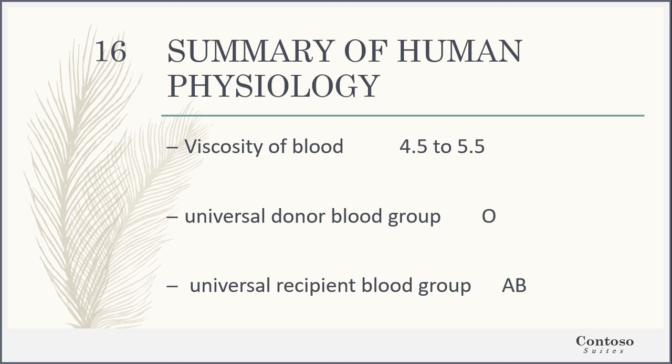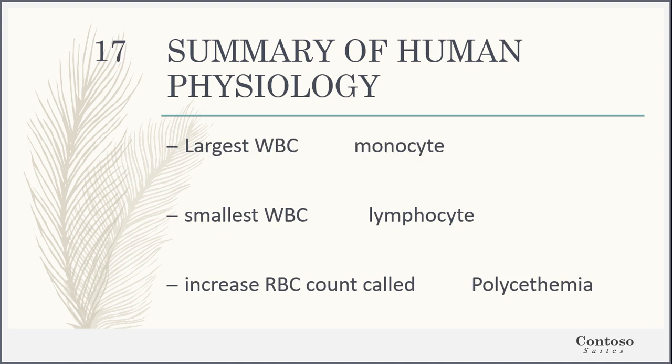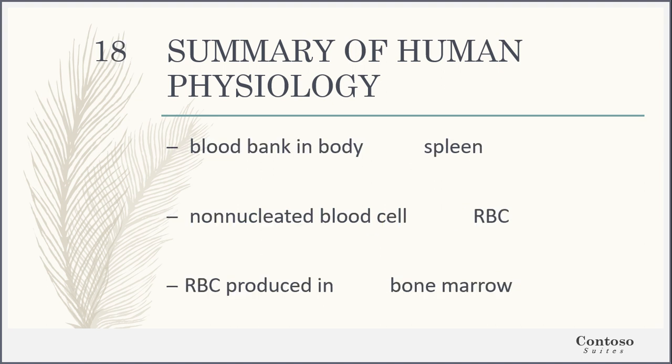The universal donor blood group is O, and the universal recipient blood group is AB. The largest WBC is the monocyte. The word cyte means cell, and the smallest white blood cell is the lymphocyte. The increased RBC count is called polycythemia, which is actually a disease when the RBC level increases beyond a certain point within the human body.